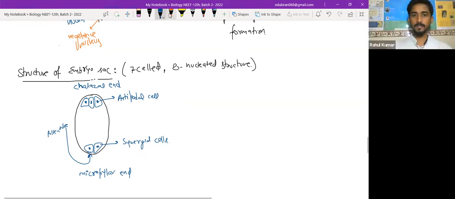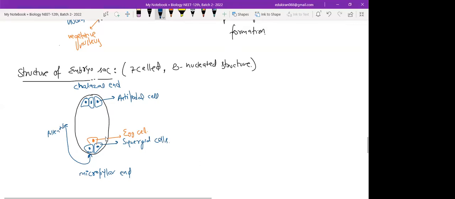Then there is one special cell which is called the egg cell, behind the synergid cells. I'm making it in a different color because it is special. This is the actual egg cell that will fertilize with the gamete. So how many total cells and how many total nuclei? Total 6 cells, total 6 nuclei.